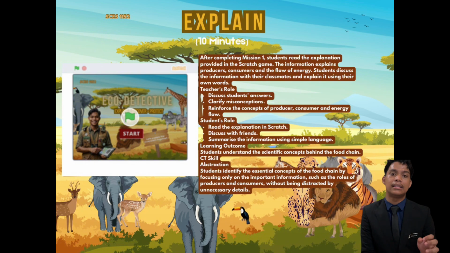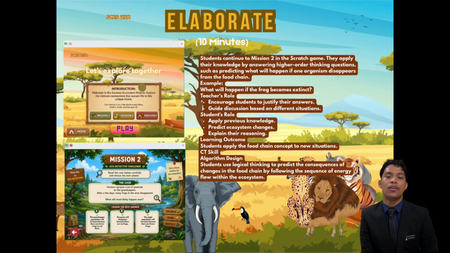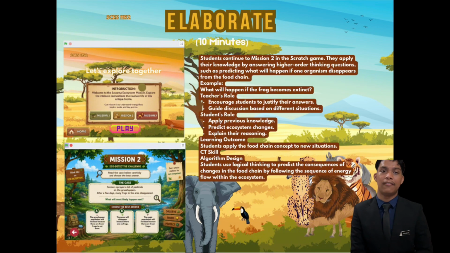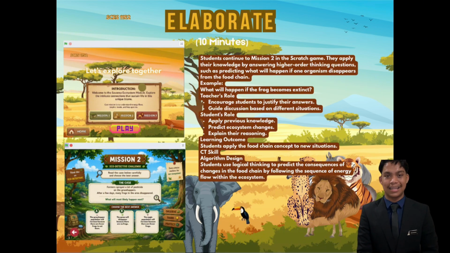Between the 13 and 15 minutes, students continue with mission 2, which is a multiple choice challenge. They answer questions related to the food chain by selecting the correct option. Every answer is followed by immediate feedback, allowing students to identify mistakes and improve their understanding instantly. This continuous interaction increases engagement while strengthening conceptual understanding.